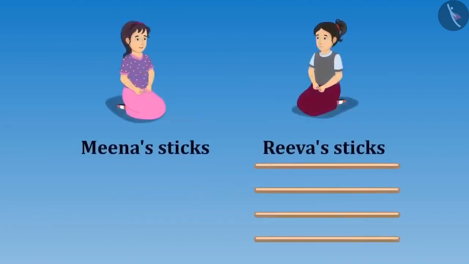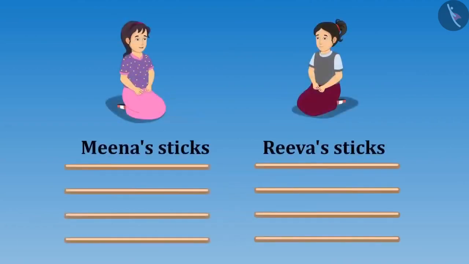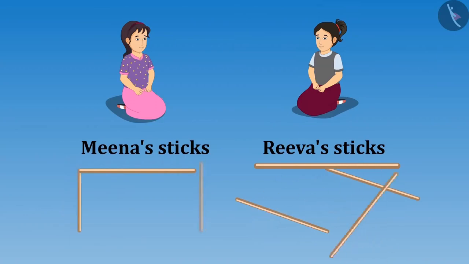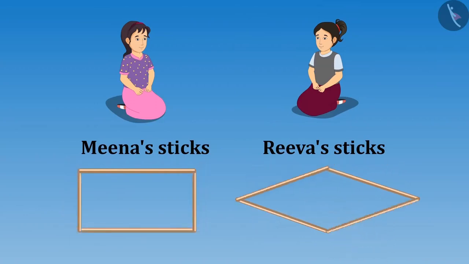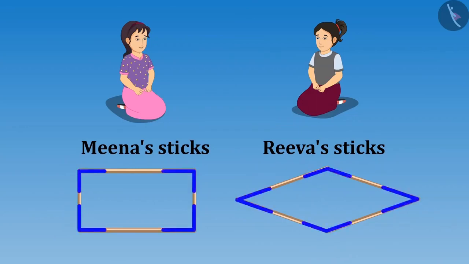Absolutely right, Riva. Come on, we will form a figure with 4 sticks of equal length. So here are your 4 sticks and here are my 4 sticks. Then Meena and Riva formed figures with their sticks and showed it to each other. Did you see, Riva? There are 4 corners in our figures and these 4 angles are formed in 4 different corners. Still both have different shapes.